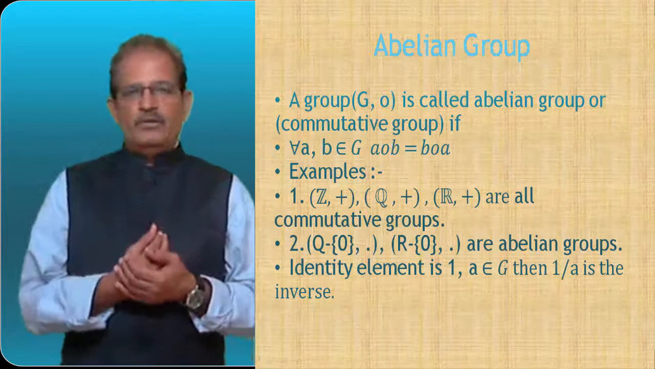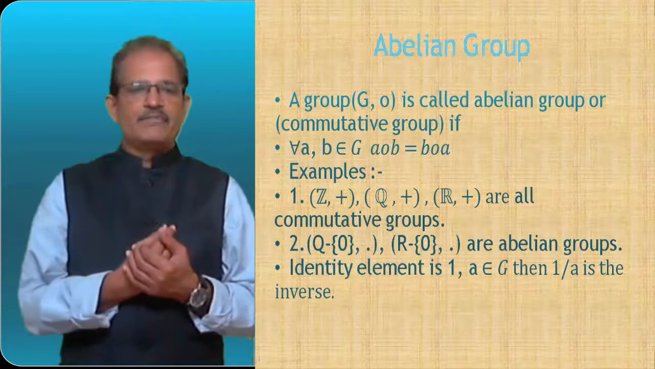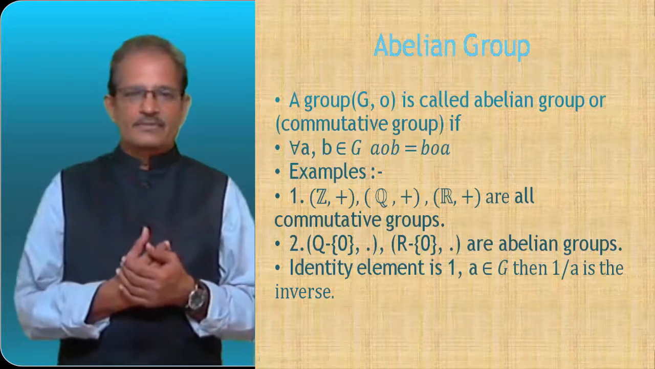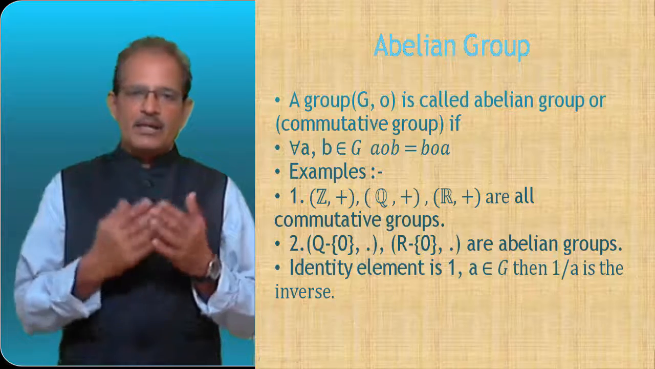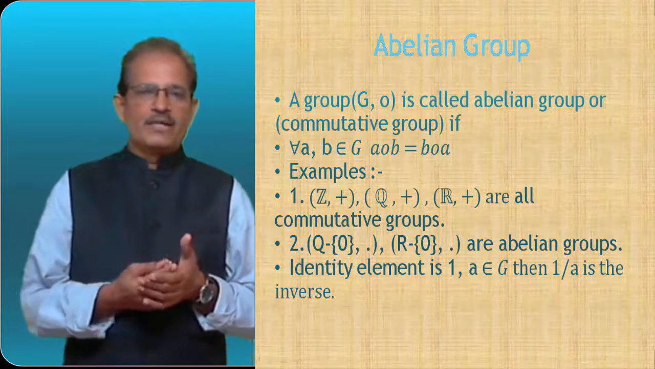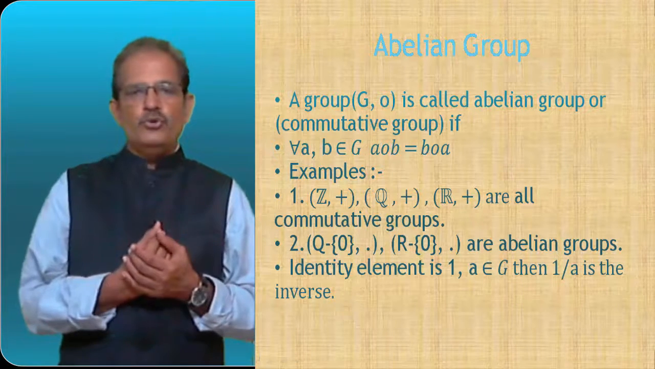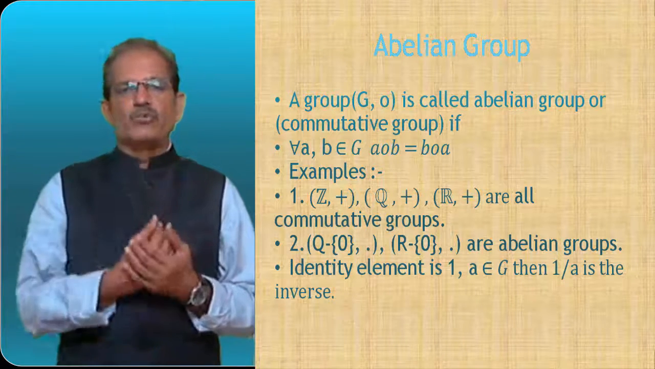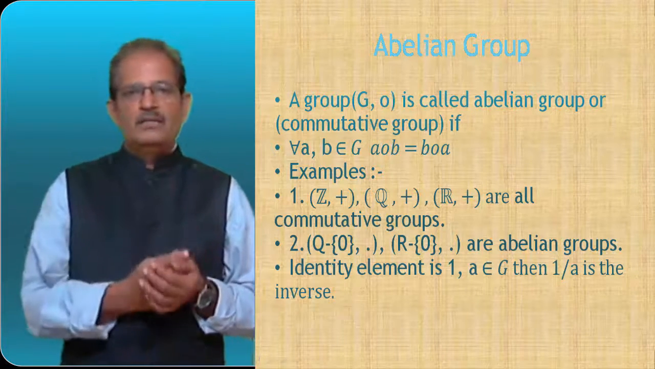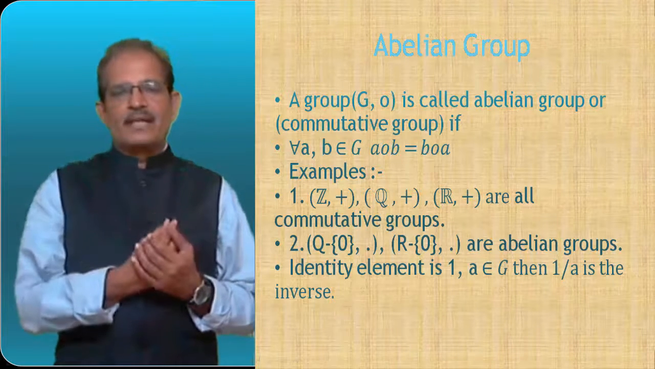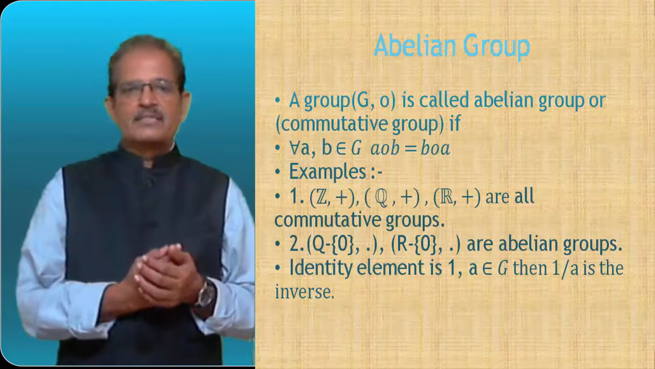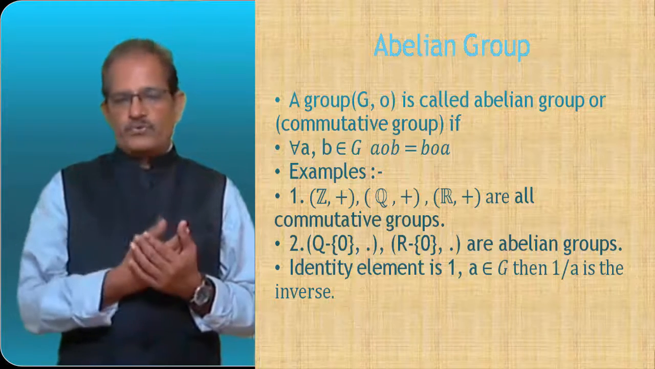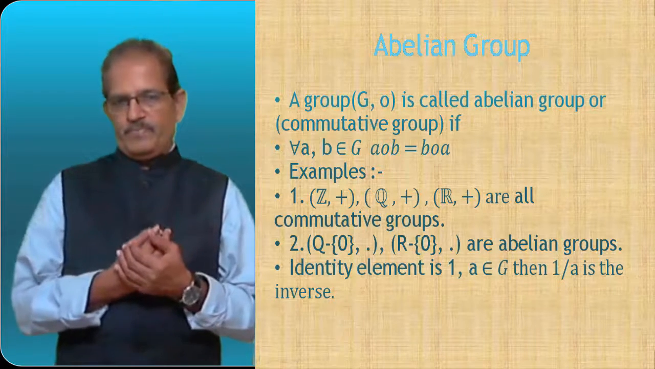As an example, Z, set of integers, with usual addition, is a commutative group. Likewise, set of rational numbers Q with usual addition is also a commutative group. Set of real numbers R with the plus binary operation is a commutative group. So these are all abelian groups or commutative groups.